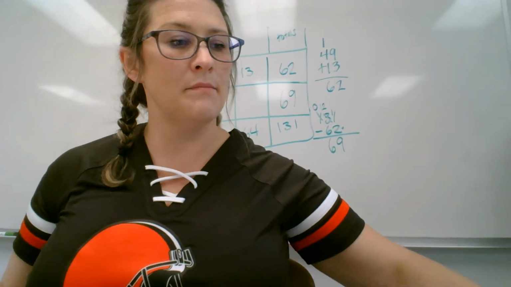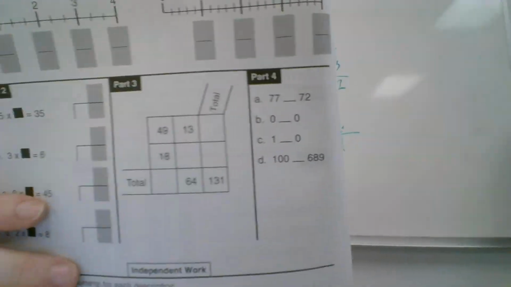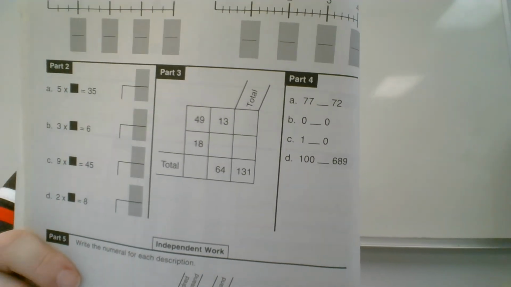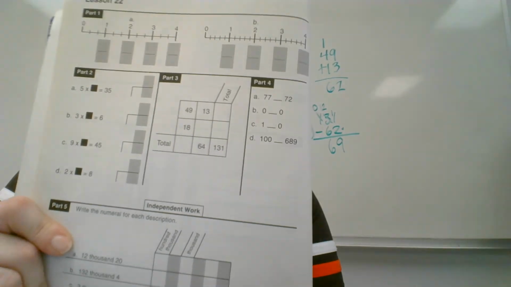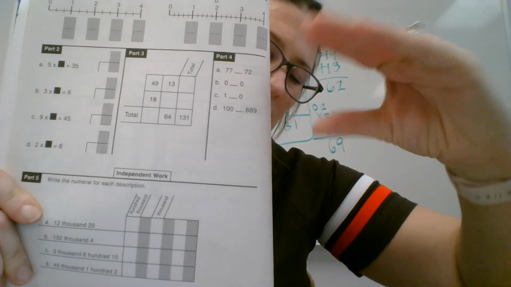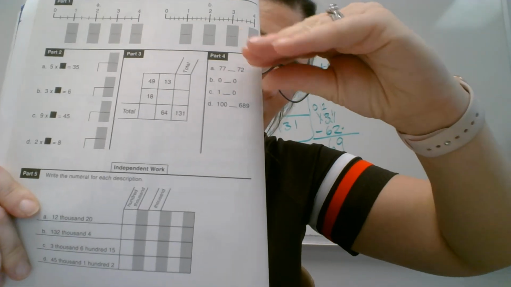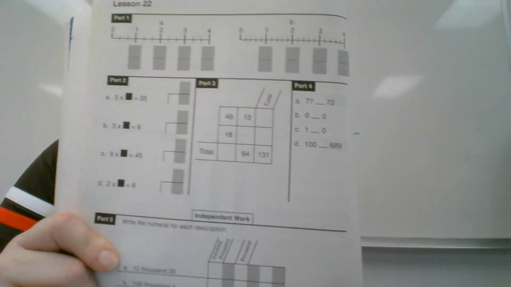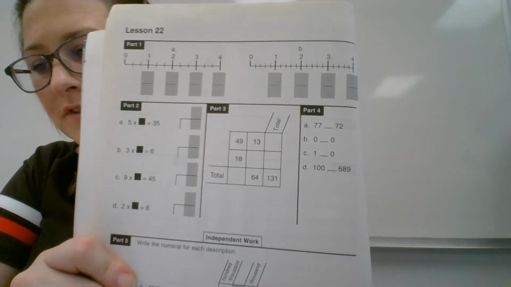All right, part 4. For these problems, you'll complete the sign. Remember, it eats the bigger number. So 77 or 72? It's going to eat 77, okay? If the numbers are the same, you just put an equal sign.